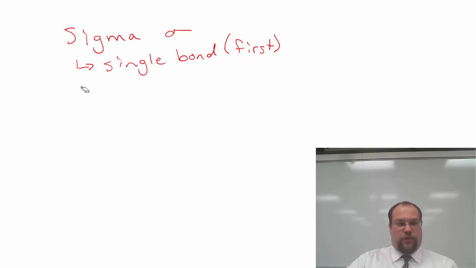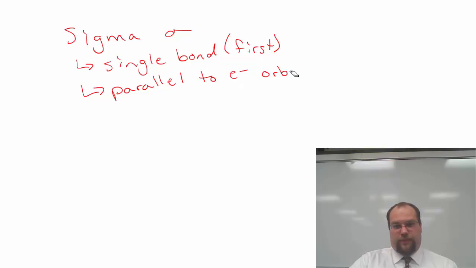And the way they're defined, they are parallel to the electron orbital. What that means is, let's say I have carbon and oxygen. This first bond right here, that's called a sigma bond. So when I have one bond, it's a sigma bond.